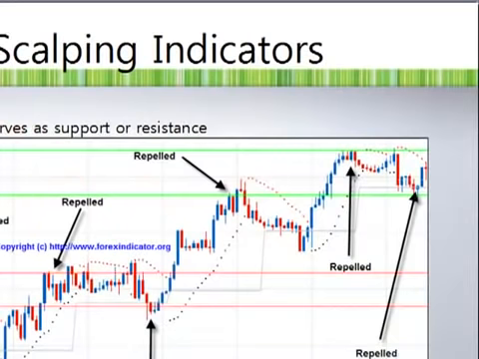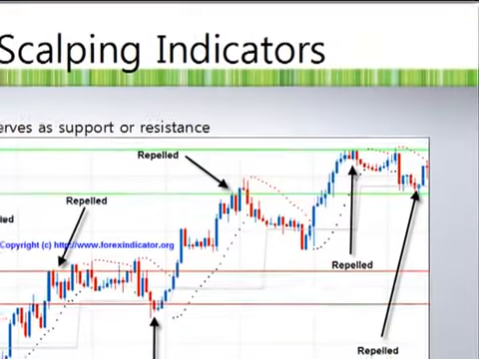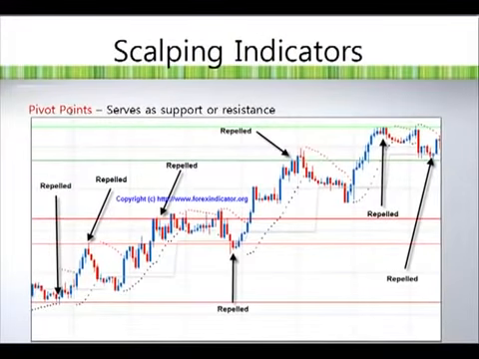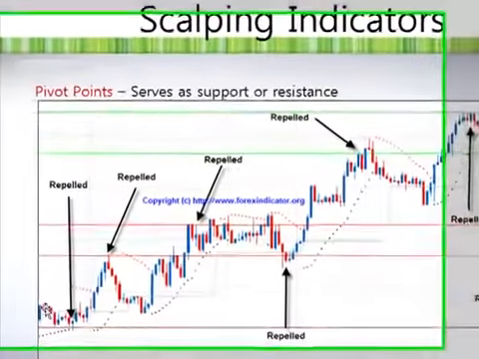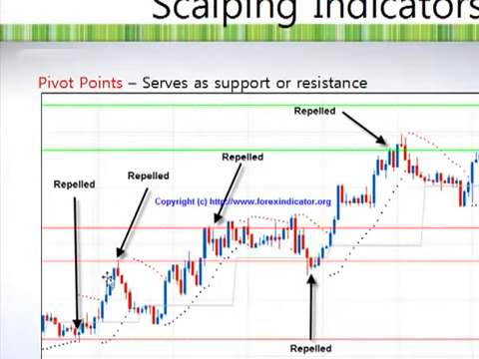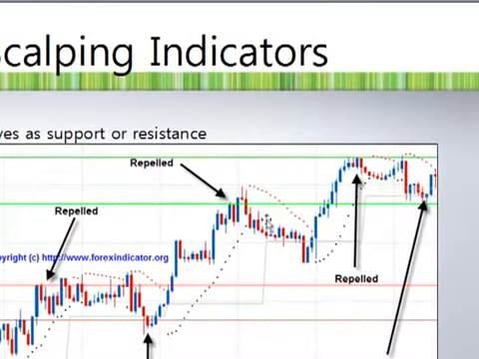Which is the next indicator that we are talking about, the pivot points. Be it the daily pivots, weekly pivots, or monthly pivots, they all serve as strong support and resistance. Take a look at this picture below. You can see that the price hit the pivot point, got repelled by it, hit the pivot point, got repelled by it, hit and repelled. You can see it held, it hit here, got repelled, hit, repelled. You can see how strong this pivot point is.